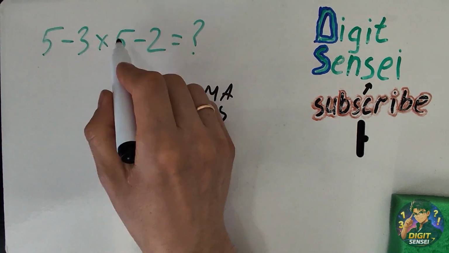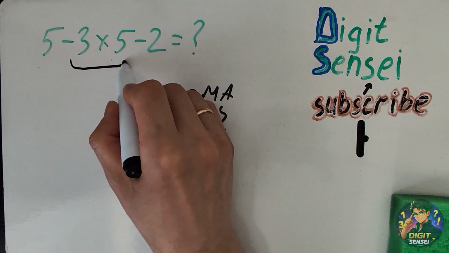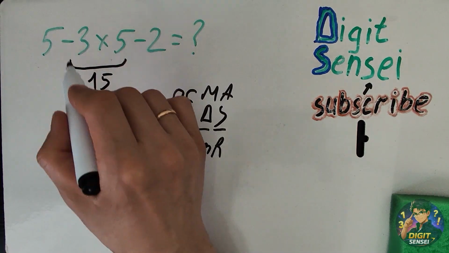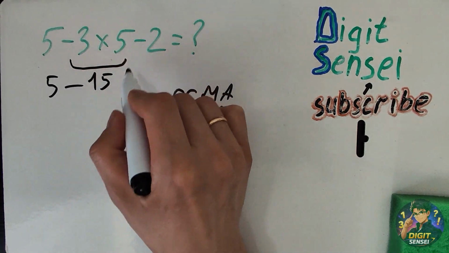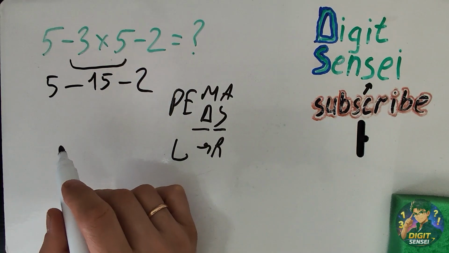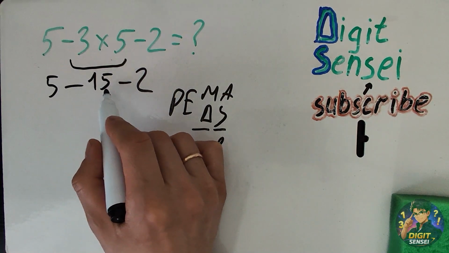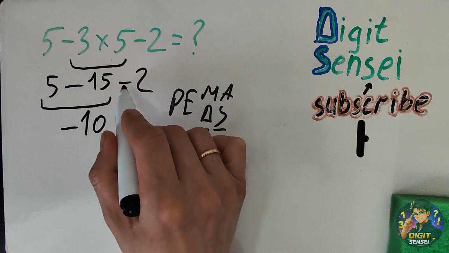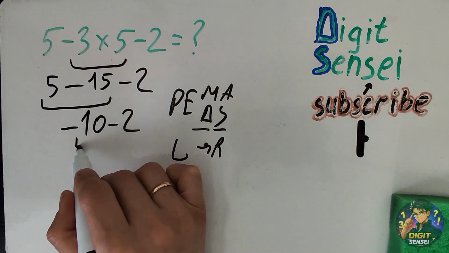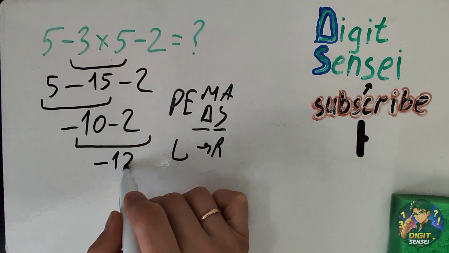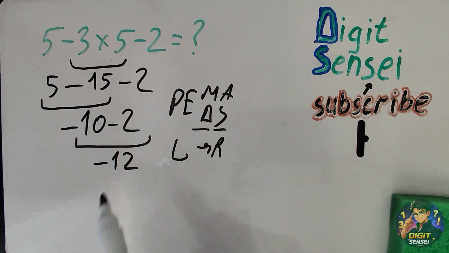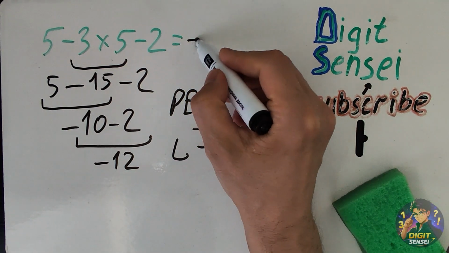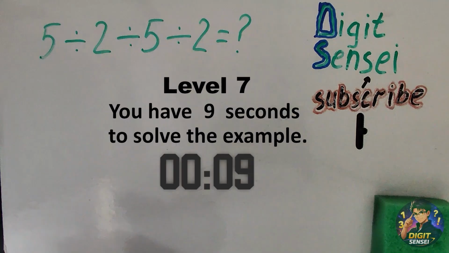So first we have to do this multiplication. 3 times 5 gives us 15. So we have 5 minus 15 minus 2. Now we have to do this subtraction. 5 minus 15 gives us negative 10. So negative 10 minus 2, which equals negative 12. And this is our final answer to this problem. The correct answer is negative 12.